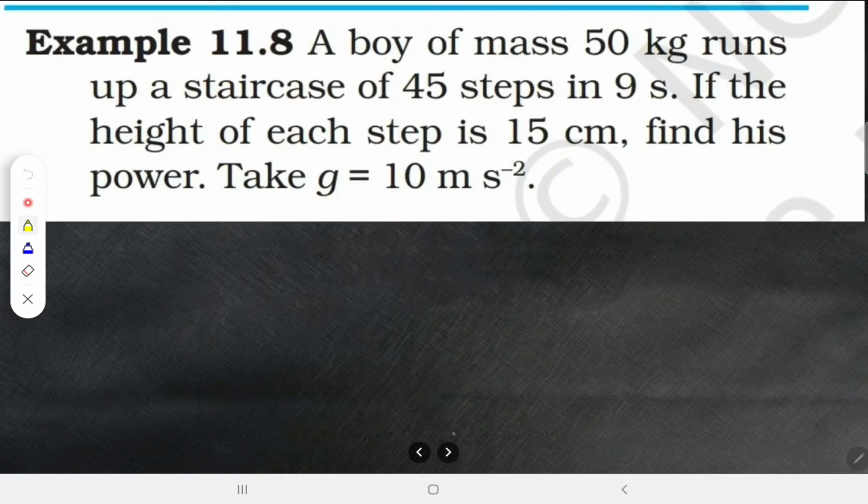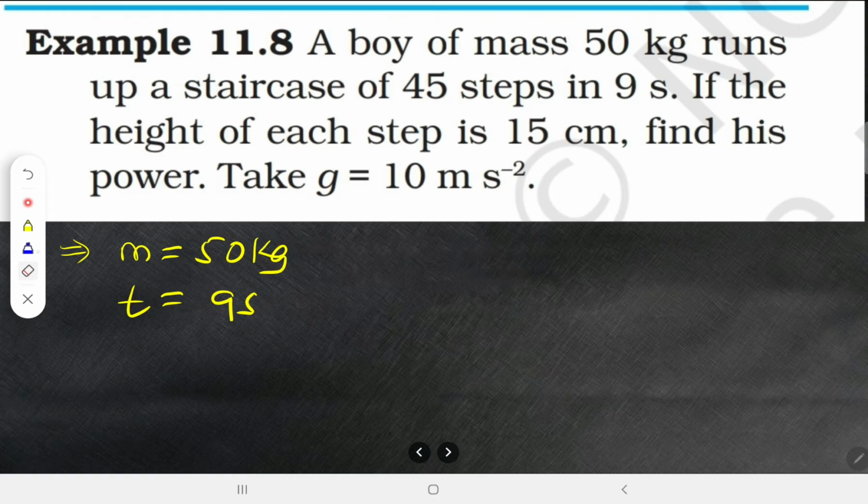Moving forward, let us take one more question here. A boy of mass 50 kg runs up a staircase of 45 steps in 9 seconds. That means mass of this boy is known. What is the mass of this boy? 50 kg. All right. Then afterwards 45 steps is there. We'll come to that. And how much time he is taking? 9 seconds. And if the height of each step is 15 centimeter, and how many steps are there? Total 45 steps are there.